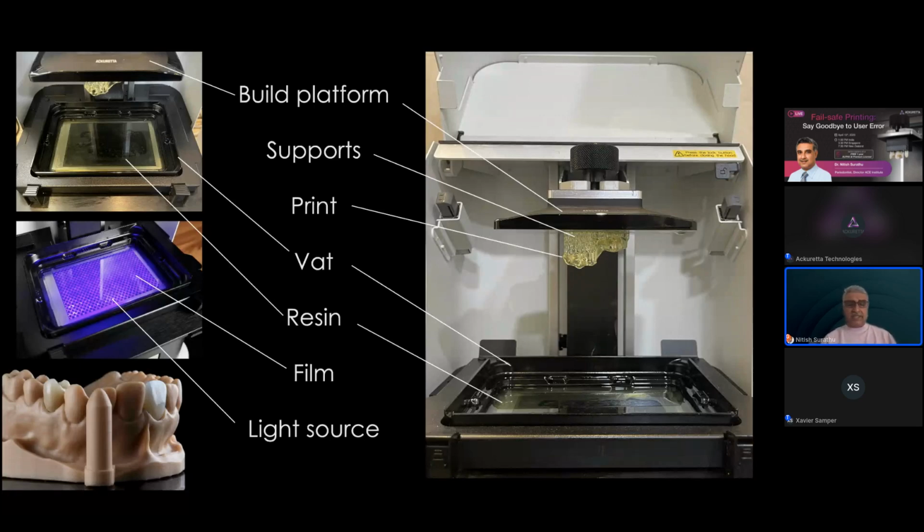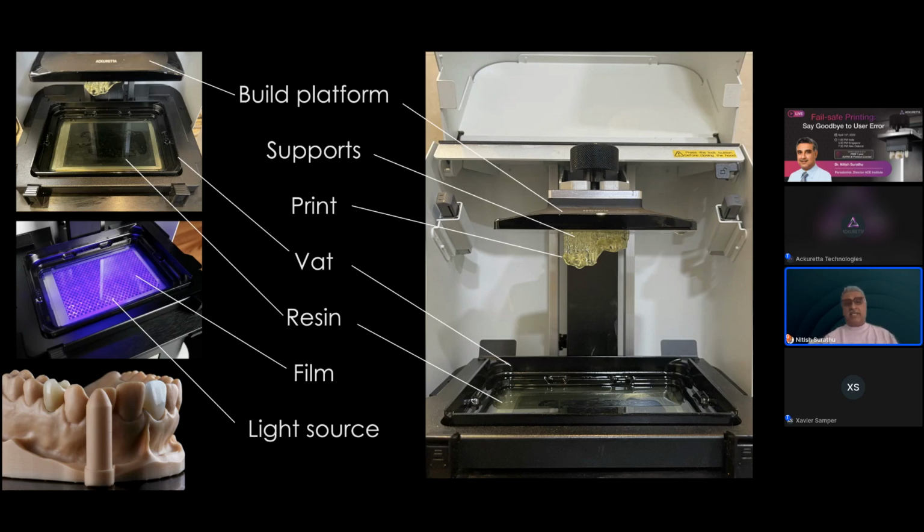That film is designed to be absolutely clear and absolutely intact, meaning it shouldn't have any punctures or any scratches, and it's designed to let light through from the light source that lies underneath the film, usually in the bottom part of the printer.